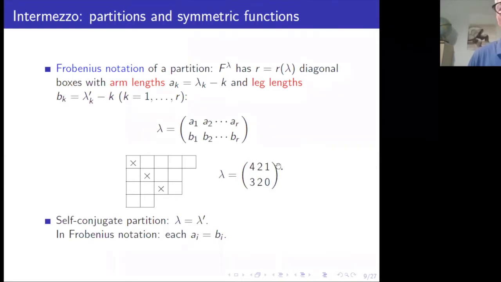And then you denote your partition in the following way, with the arm lengths on the top, and the leg lengths on the bottom. And that also characterizes your partition. It's a different way of denoting it. And in this case, for example, if your partition is so-called self-conjugate, meaning that it's equal to its conjugate partition, it just means that these a_i's and b_i's in the general notation of Frobenius are all equal to each other. Each a_i is equal to b_i.